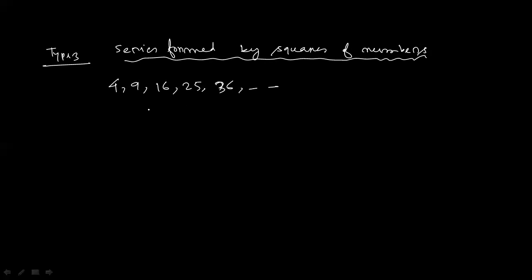So what will be the next number? Now, see, if you look at the series, it will be 2 square, it will be 3 square, it will be 4 square, it will be 5 square, it will be 6 square. So next number will be your 7 square. So it will be 49. So your answer will be 49. In the same way, so this is one type.